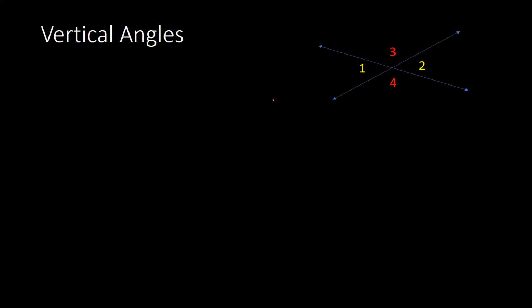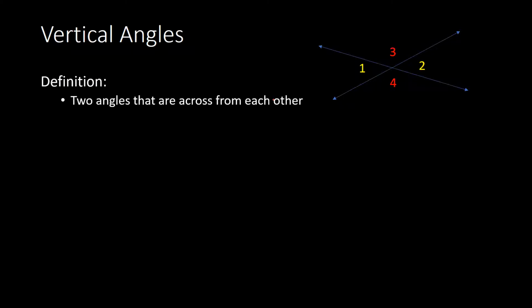Another type of angle to discuss is what we call vertical angles. Vertical angles are, by definition, two angles that are across from each other. So you see like angle 1 and angle 2, the ones that are yellow, those would be vertical angles. Angle 3 and angle 4 would also be vertical angles because they're across from each other.